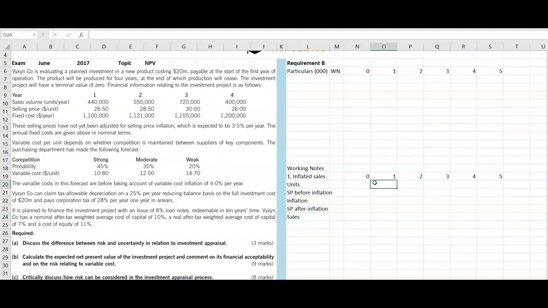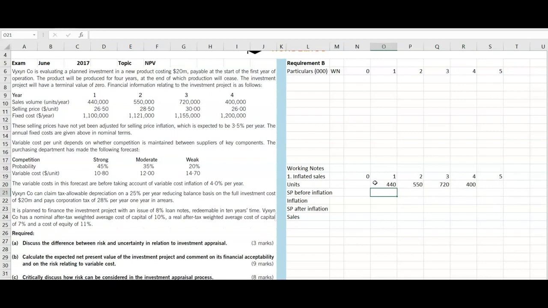So we'll start with the units. The units are going to be 440 and 550 for the second year. Third year it's going to be 720. Fourth year it's going to be 400. So we'll work in terms of thousands.